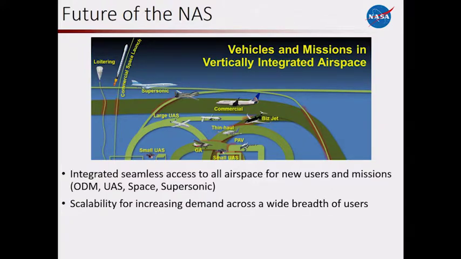How do we get more airplanes in the sky, right? A wide breadth of users. There's going to be a lot more people flying, right? So how do we scale our system to match that? And then flexibilities for users and for disruption management. So I talked about the weather disruptions. That's just one example of a delay.